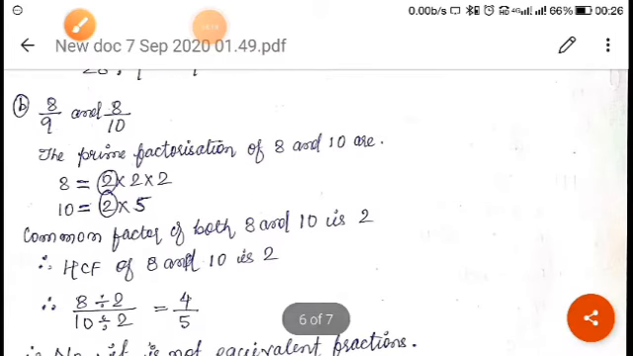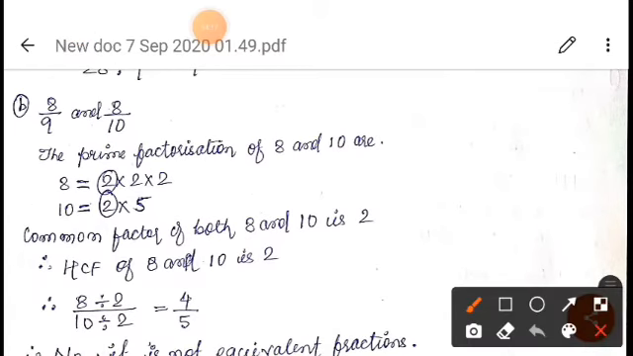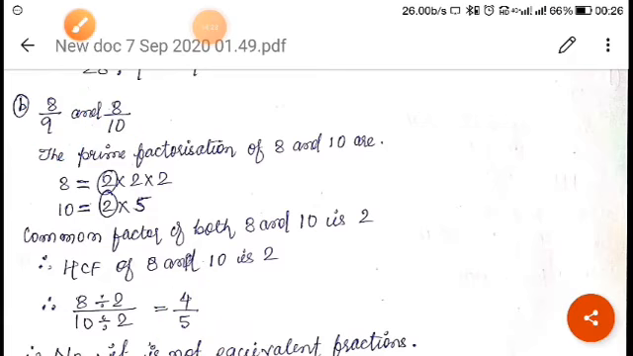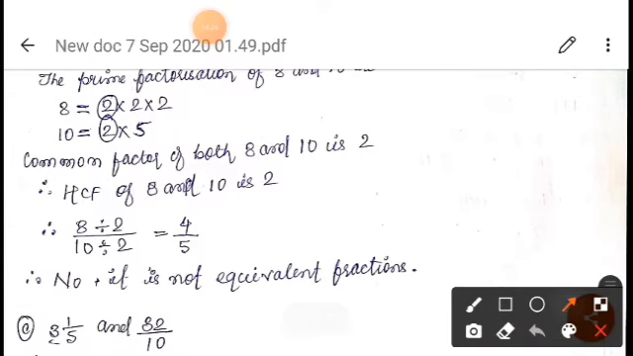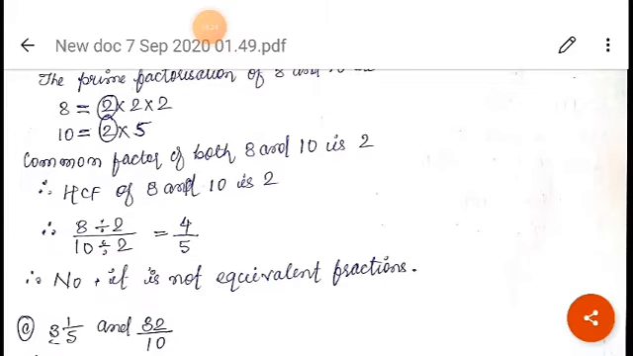So as you can see here, when I have done this 8 by 10, the simplest form is 4 by 5, okay? But here it is given 8 by 9, so it is not the same, right? So what we will write in this case, we will write no, it is not an equivalent fraction, okay? I hope you have understood this.